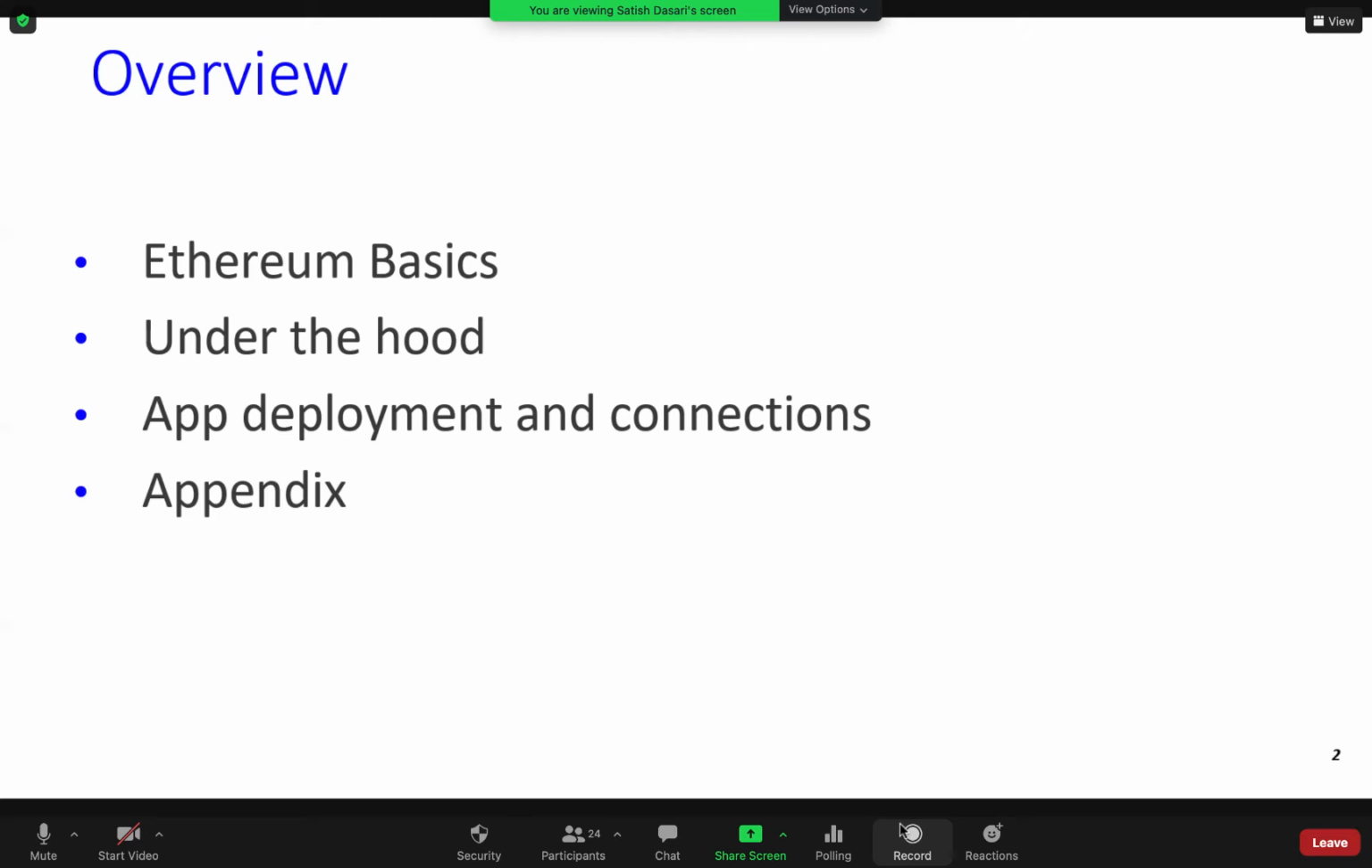So this is a high-level overview. We're going to cover Ethereum basics and have some sort of a deep dive under the hood, how application deployment is interrelated, why we even have to move our web applications over to blockchain, and what promises it is going to offer to enterprises going forward.